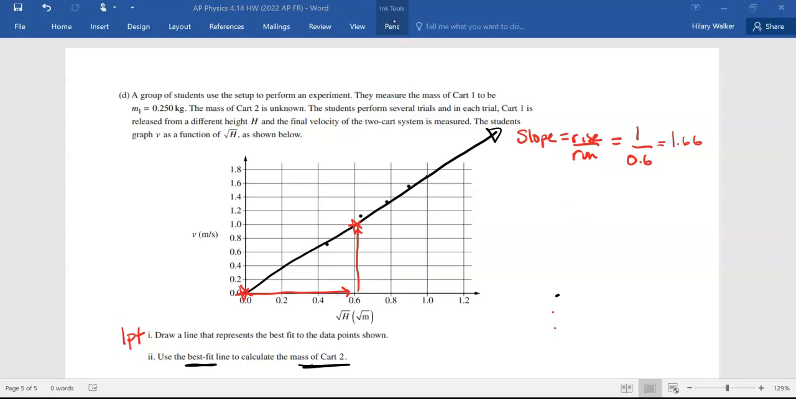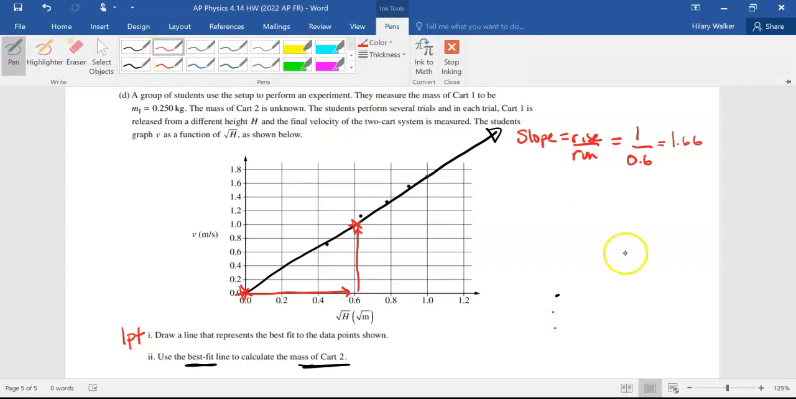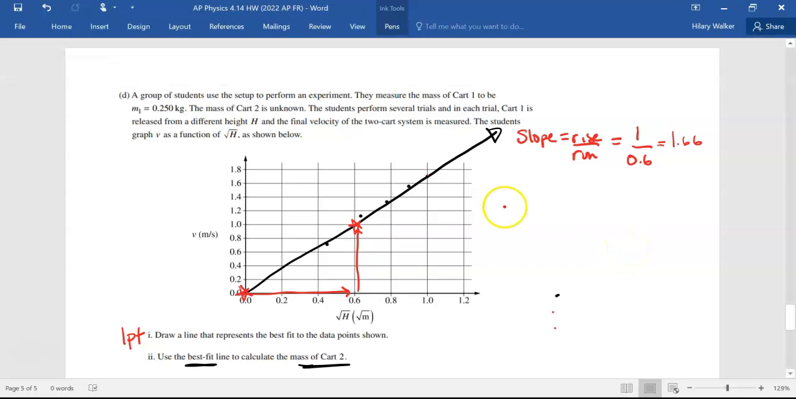Okay, so using best fit line in our previous equation, we're going to need to use those ideas of linearizing. So let's go ahead and go back to our equation from the previous one. So again, the equation for C is going to be v equals square root of 2g times m1 over m1 plus m2 times the square root of h. Okay, so if we're going to use our linearizing techniques, we can use our equation y equals mx plus b.